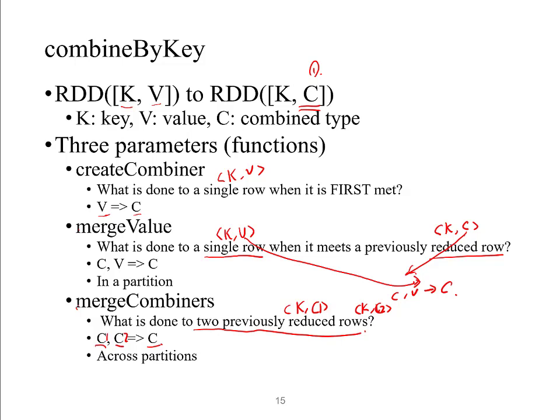In what order is totally up to you. You can do it bottom up or top down. But maybe it's not a good idea to start with merge value. Let's take a look at some examples of how to use combine by key to solve our problems.